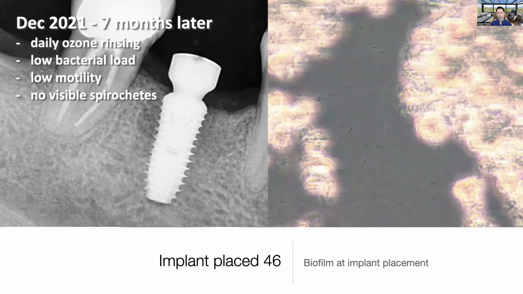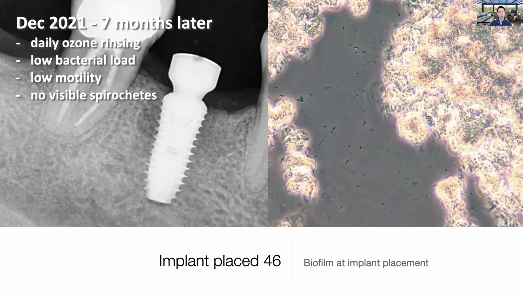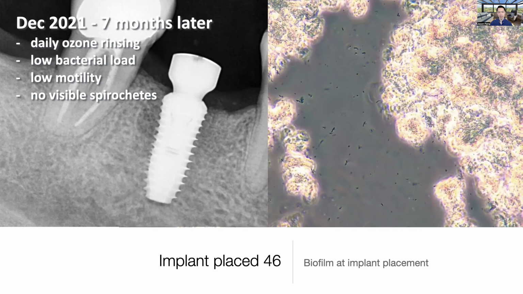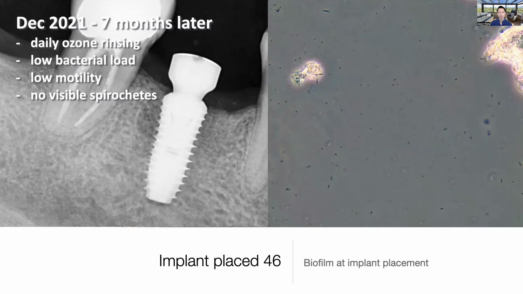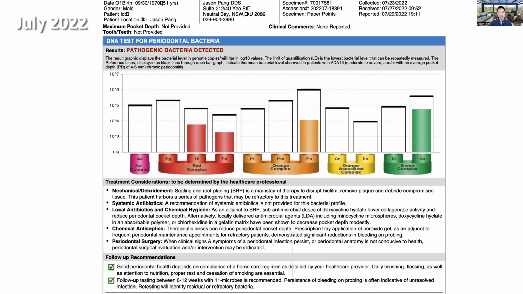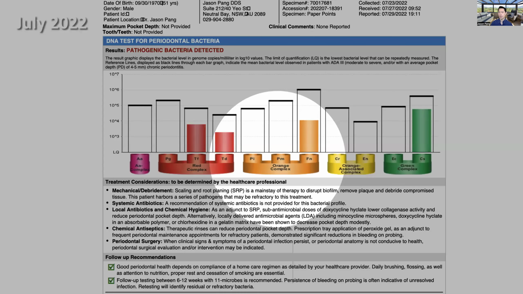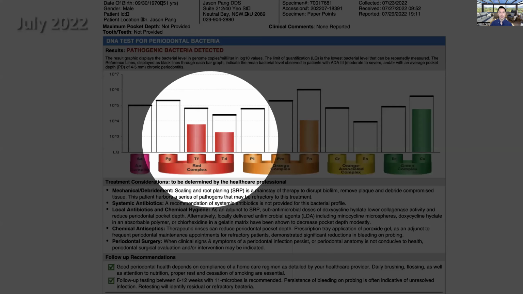But again, it doesn't give us enough information about what type of bacteria is there and whether or not it's the type that's likely to cause complications. But here's a test that we did first out of the United States, and it gives a range of dental bacteria.